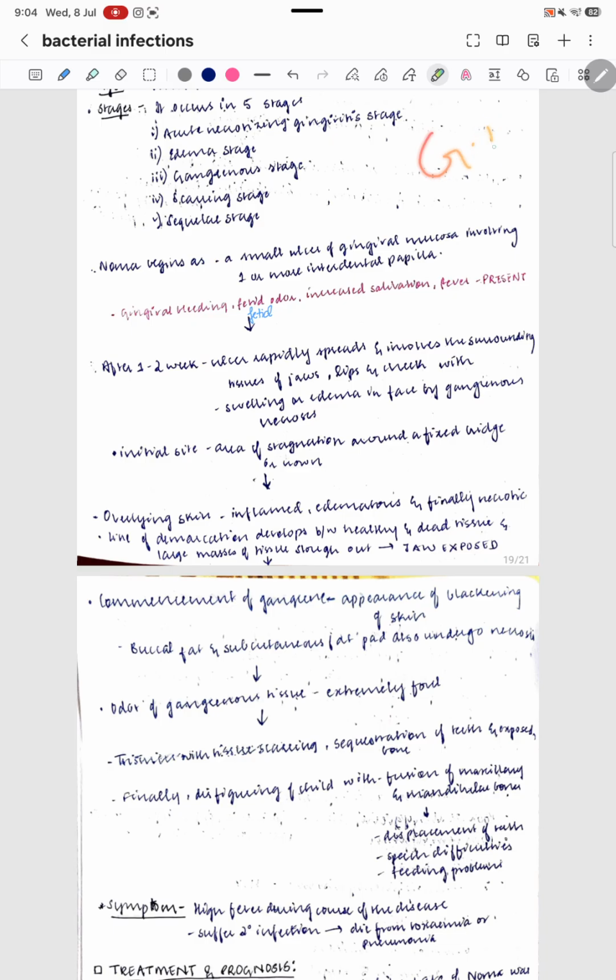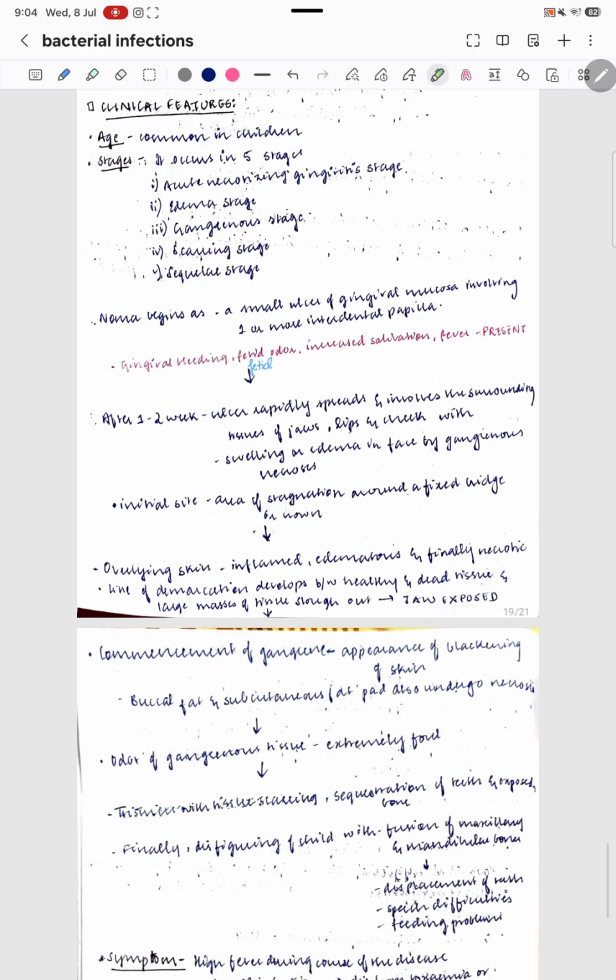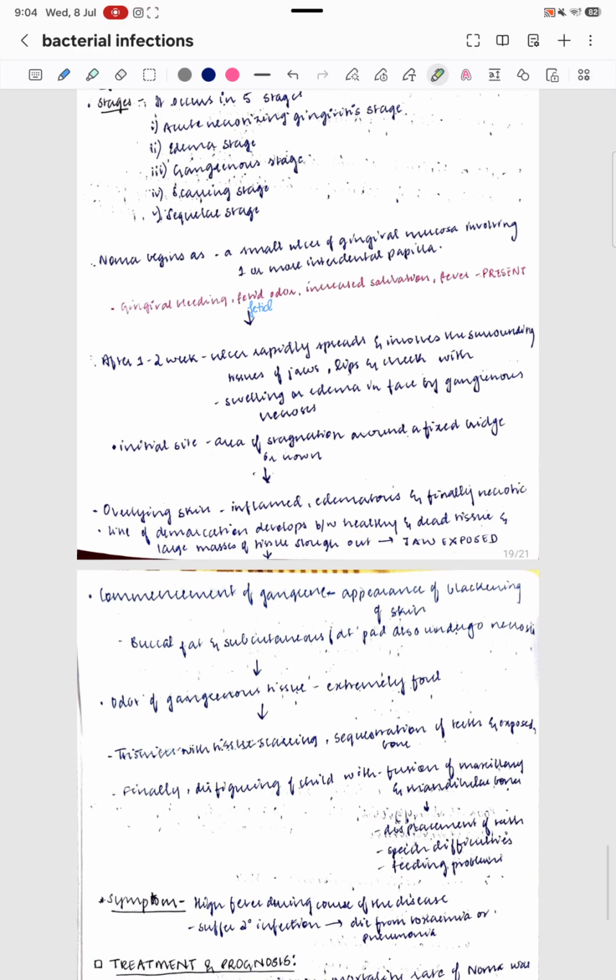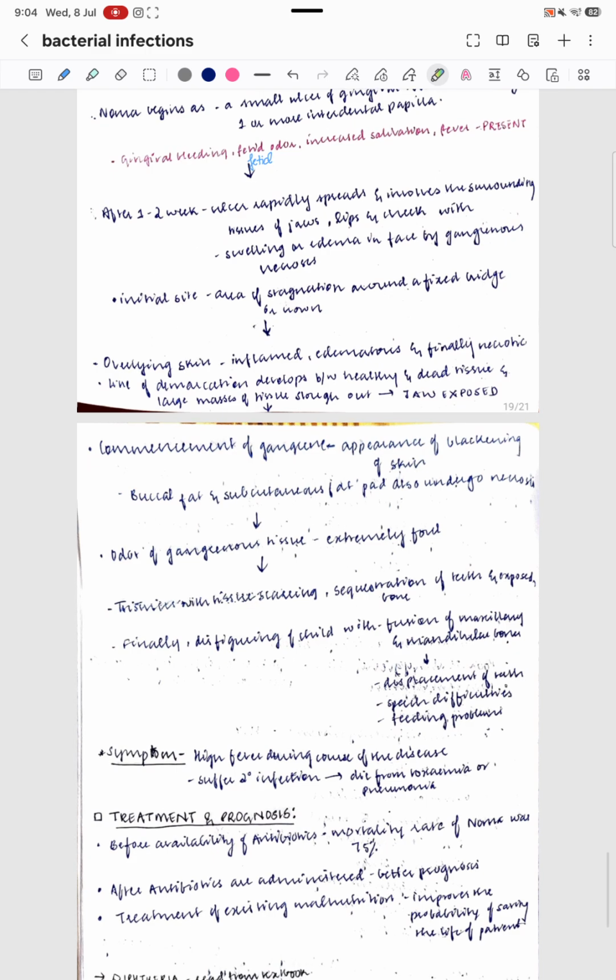So gingival bleeding, fetid odor, increased salivation, and fever. All these are the initial symptoms of noma. So first there is an ulcer in the gingiva which is causing gingival bleeding. Then there is odor, increased salivation, and fever. After 1 to 2 weeks, this ulcer rapidly spreads and involves the surrounding tissues, jaws, lips, and cheeks.